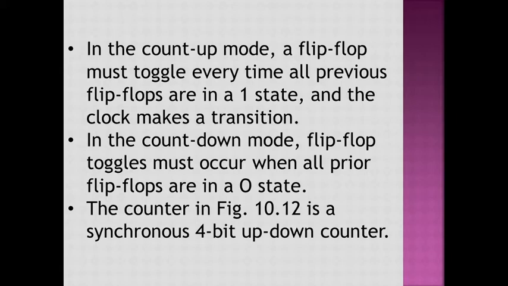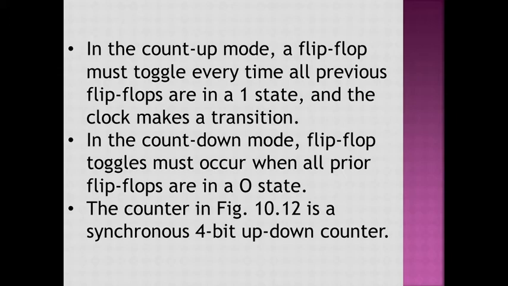In the count up mode, a flip-flop must toggle every time all previous flip-flops are in one state and the clock makes the transition. That means when you operate the counter in count up mode, the clock is available to all the flip-flops simultaneously, but each will look at the previous flip-flops. If all the previous flip-flop outputs are in state 1, that means high state, then and only then the next negative edge of the clock pulse hits that flip-flop, and that flip-flop toggles because the J and K inputs are connected to VCC.